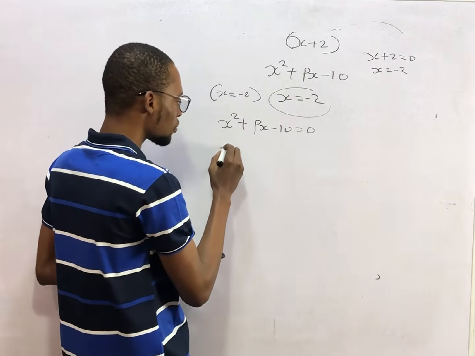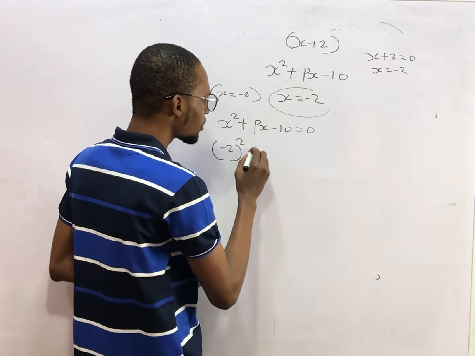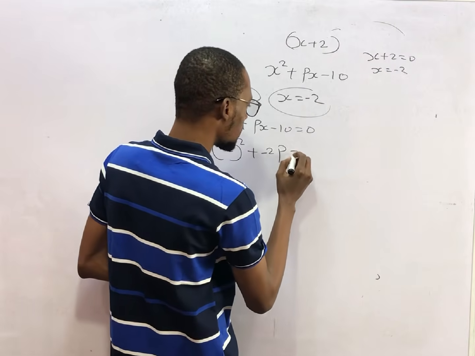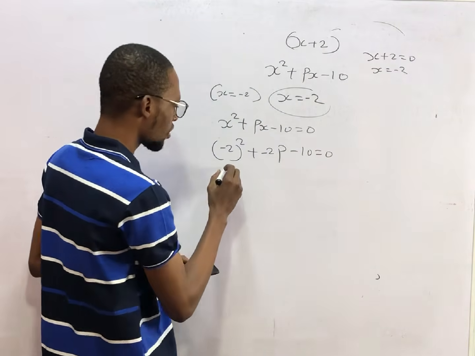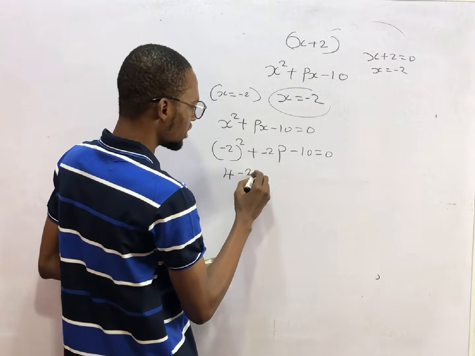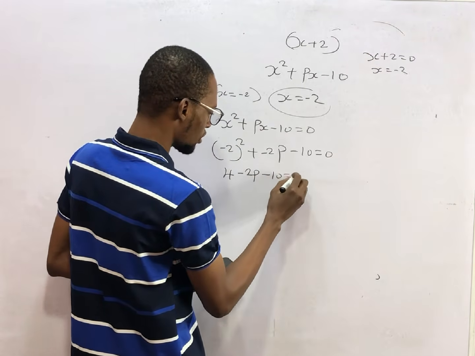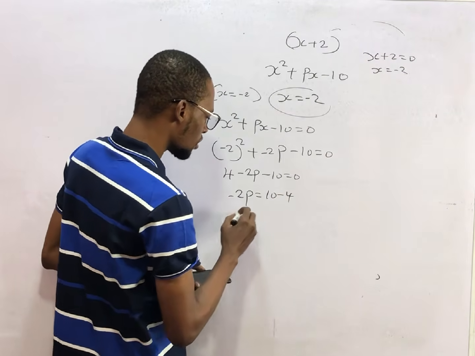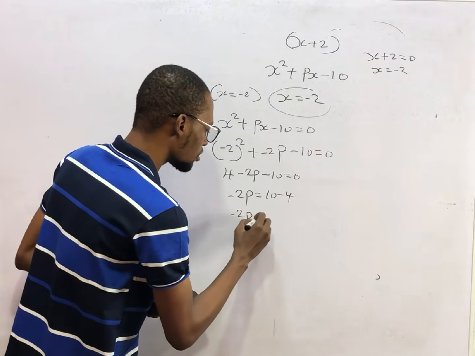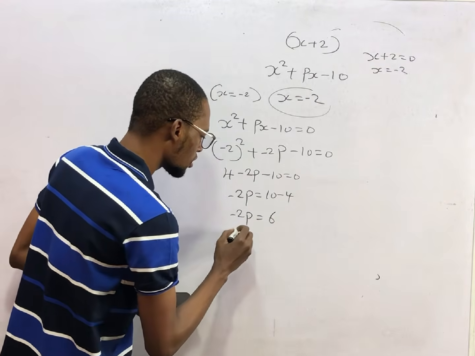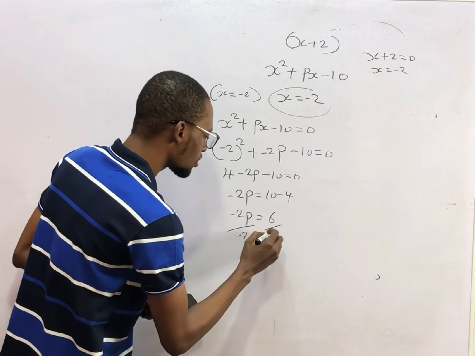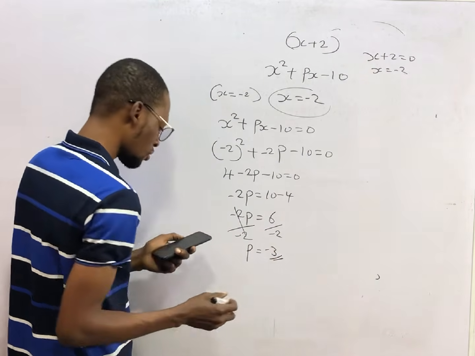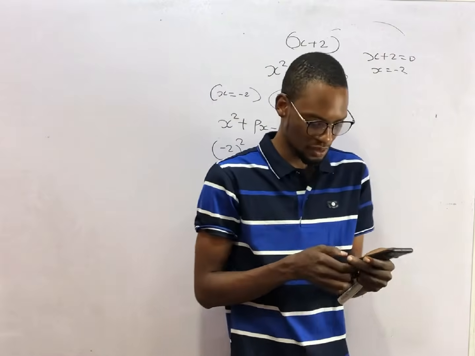So putting s as minus 2: minus 2 squared plus minus 2p minus 10 equals 0. 4 minus 2p minus 10 equals 0. Minus 2p equals 10 minus 4. Minus 2p equals 6. Minus 2p over minus 2, p equals minus 3. So the value of p is minus 3.